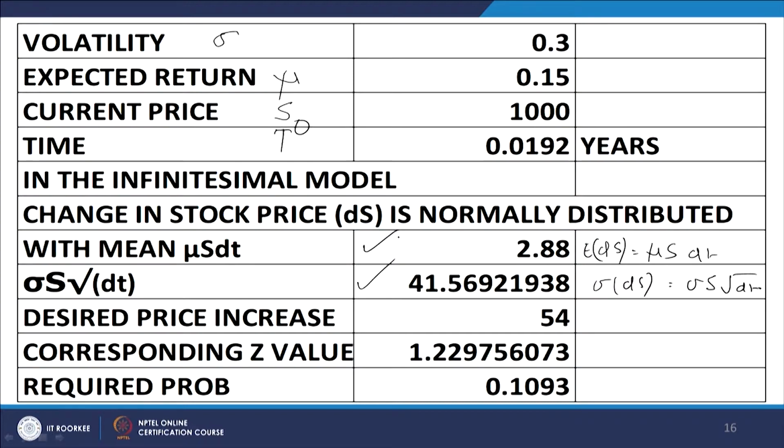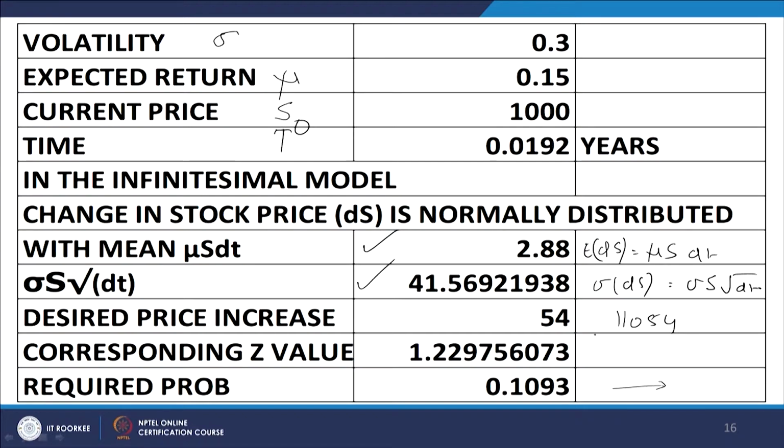Our desired price increase is this, therefore, we are looking at a price of 1054. So, 1054 is the price that we are looking at. The z value that we have is 1.2297 and the required probability is 1093. This can be found out from the normal distribution table.